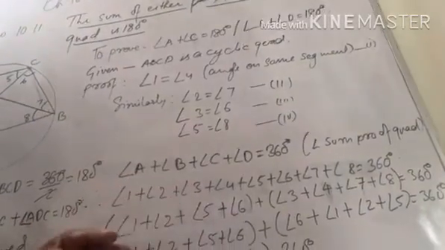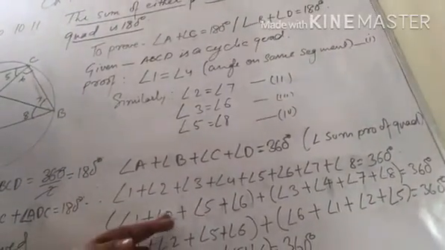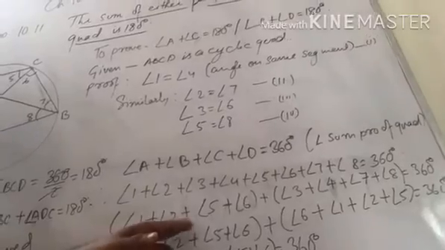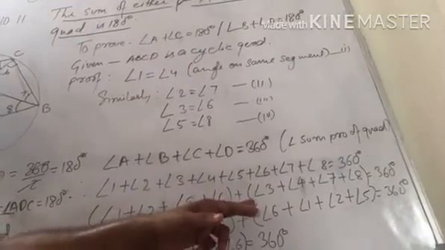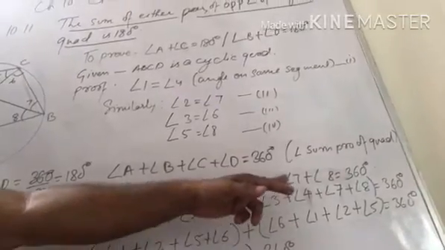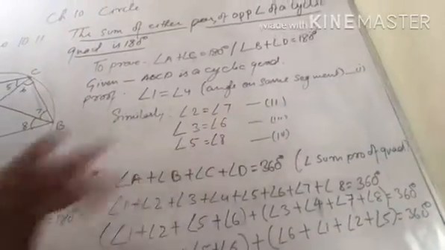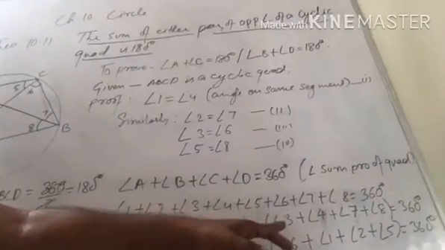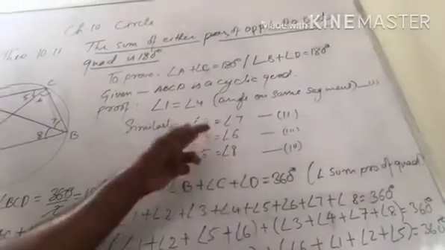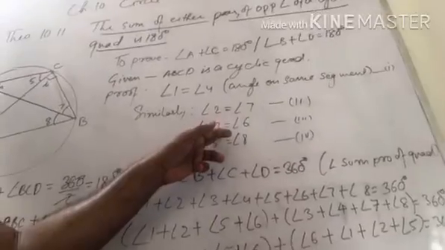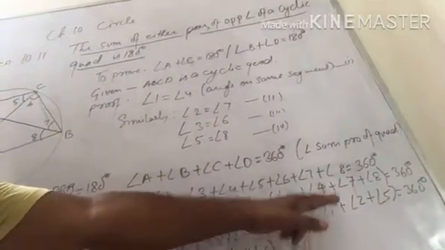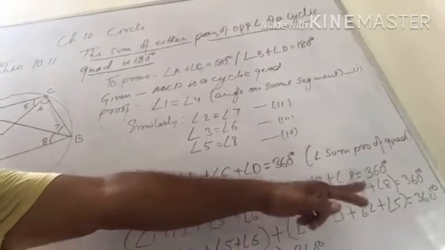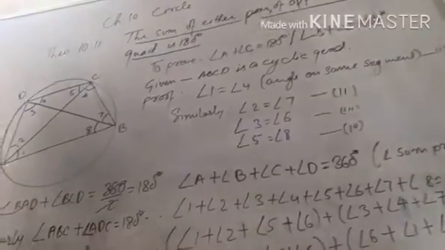Now we make groups. Angle 1 plus 2 plus angle 5 plus 6 in one group, and the other group is angle 3 plus 4 plus angle 7 plus 8, which together equal 360 degrees. We know that angle 3 is equal to angle 6 as proved above, angle 4 is equal to angle 1, angle 7 is equal to angle 2 and angle 8 is equal to angle 5. Now there are two sets and both are equal.